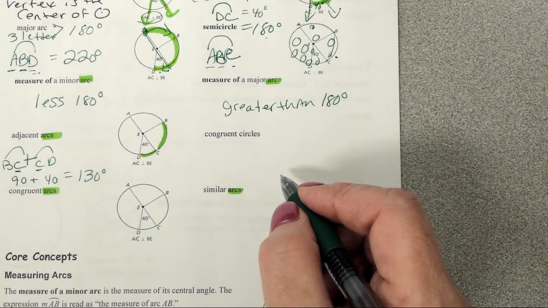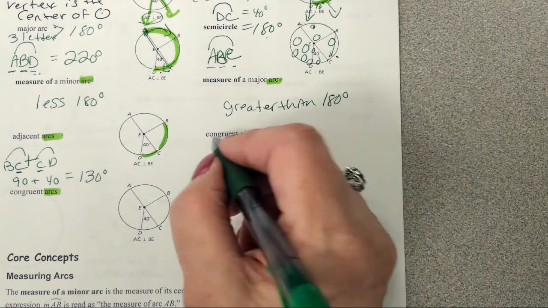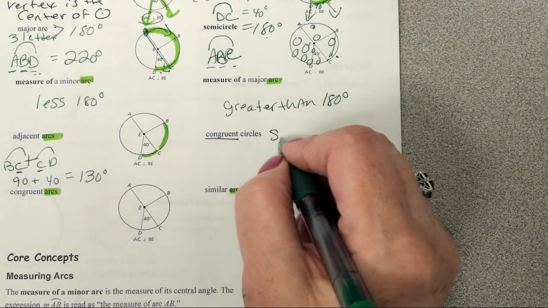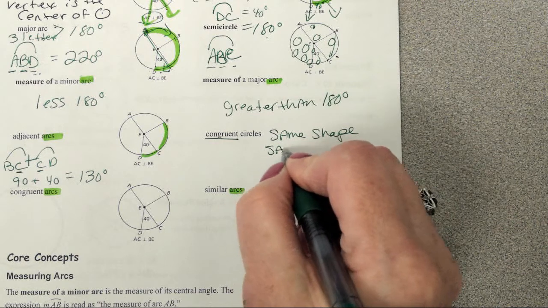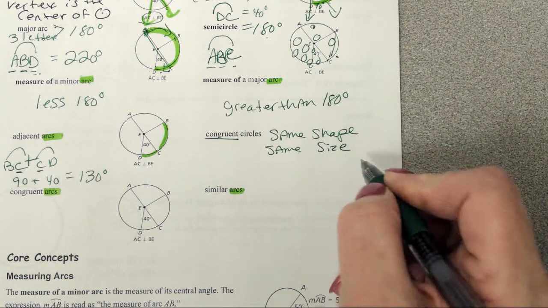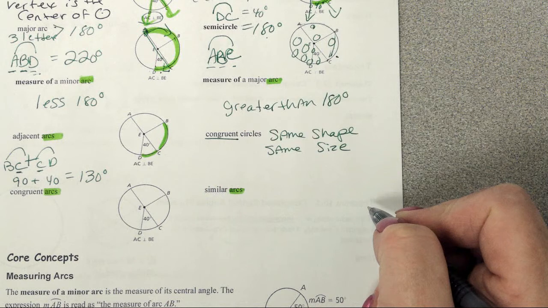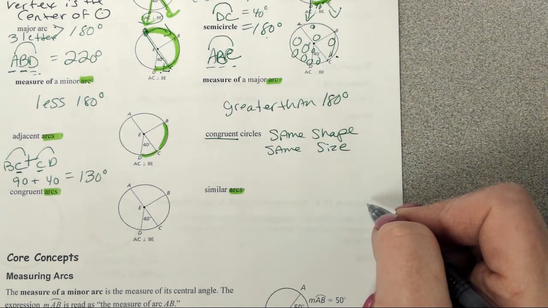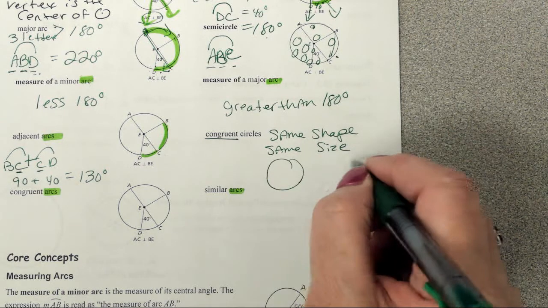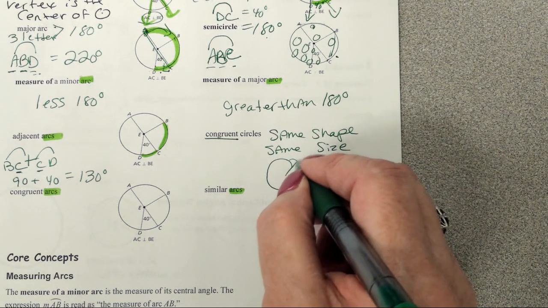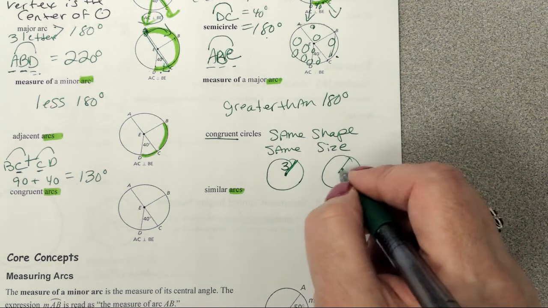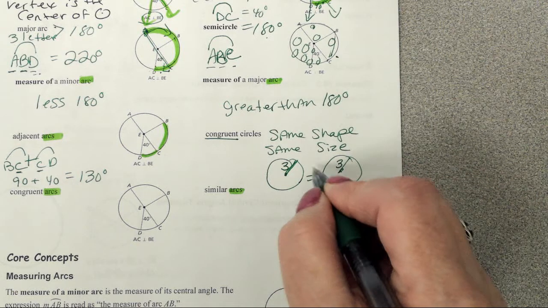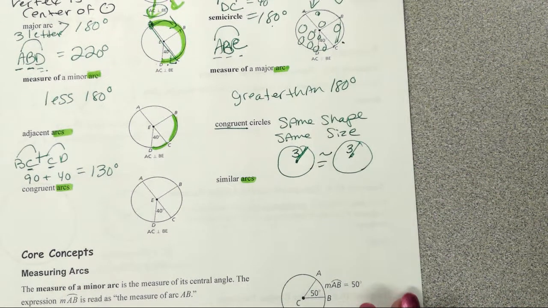Congruent circles. Well, just like all of our other stuff, our definition of congruent is same shape, same size. Well, all circles are the same shape. They're round, right? So all circles are the same shape. So how would we know if they were the same size? If they have the same radius, so if this circle had a radius of 3 and this had a radius of 3, then they would be congruent circles because they are the same size.